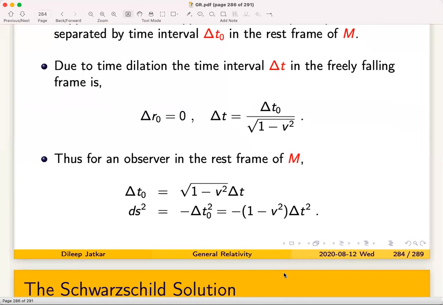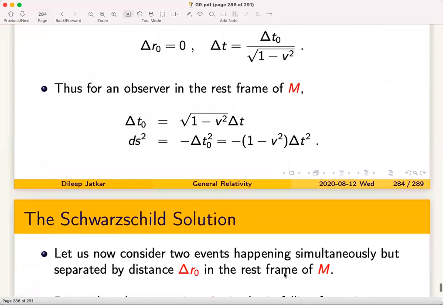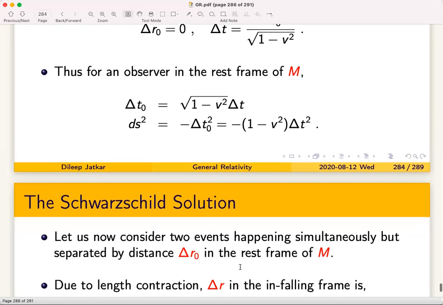Fine. Now let's do a second experiment, where there are two events which are happening simultaneously. That means delta T naught is 0, but delta R naught is non-zero. So they are happening simultaneously but separated by distance delta R naught. Again, written in terms of R naught variables, that means the whole thing is measured in the rest frame of M. The observer in the rest frame of M would say that two events happen simultaneously, separated by distance delta R naught.